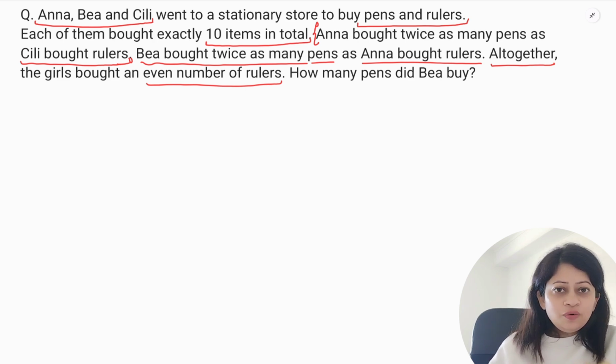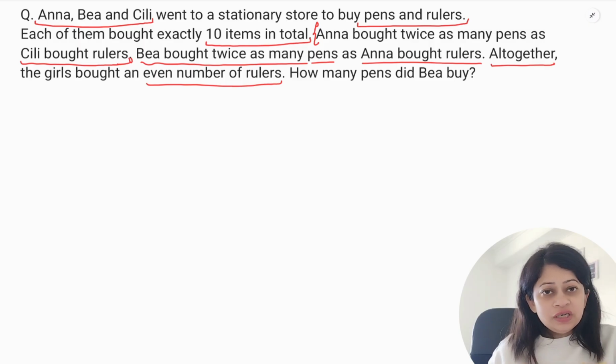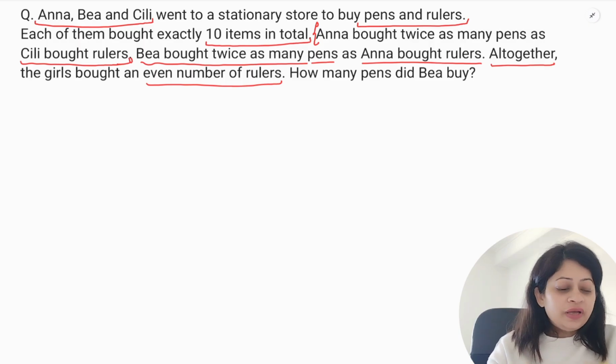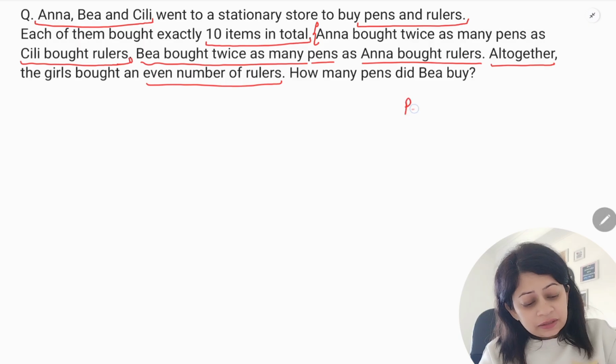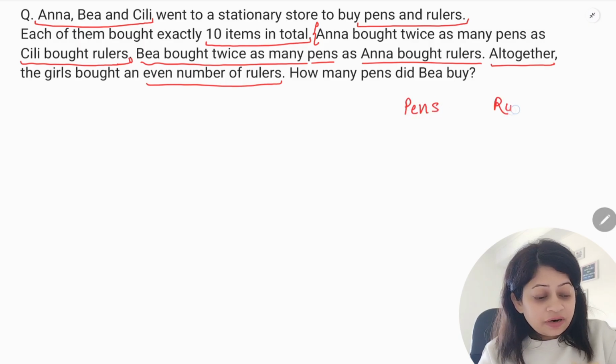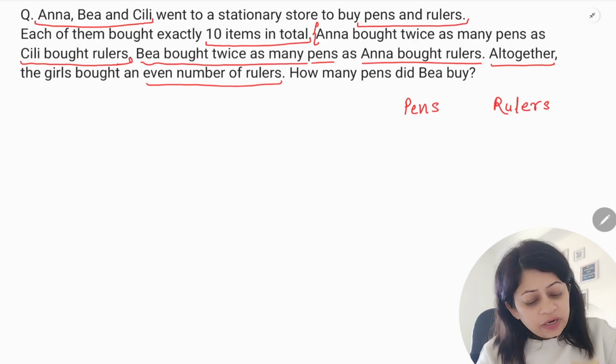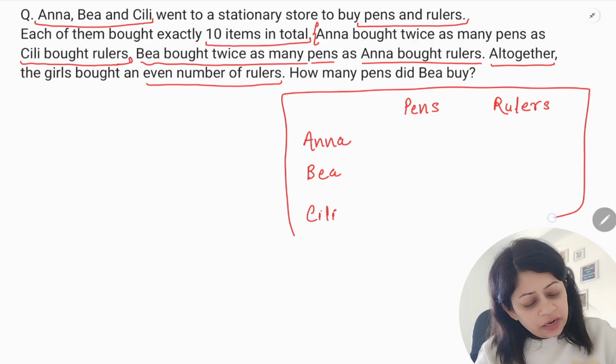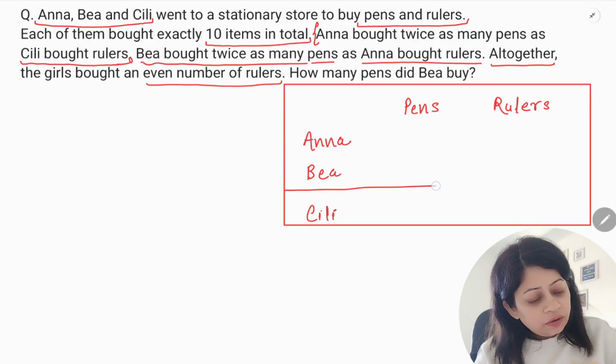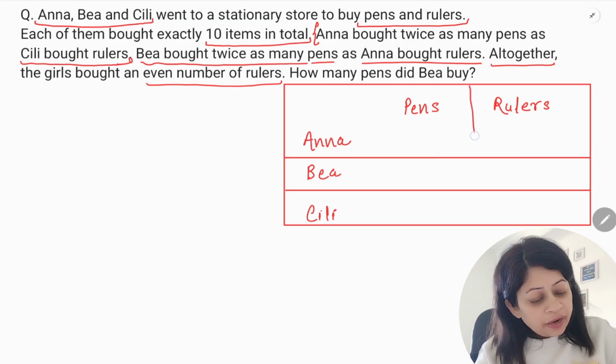Let us try to arrange it in columns and rows so we can actually figure out how many rulers or pens Bia bought, like that. So we are buying what? Pens and rulers, right? And how many persons are there? We have Anna, we have Bia, and we have Silly, right? So I will make this table and then we will try to fill it out. Here we have these three persons and they are buying two things.